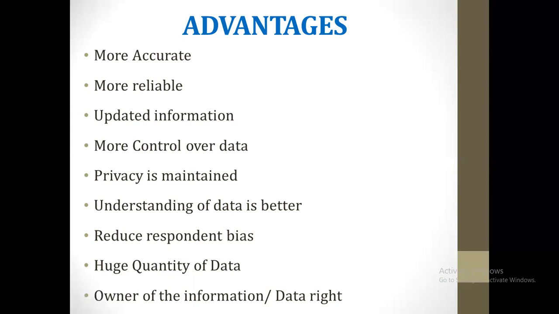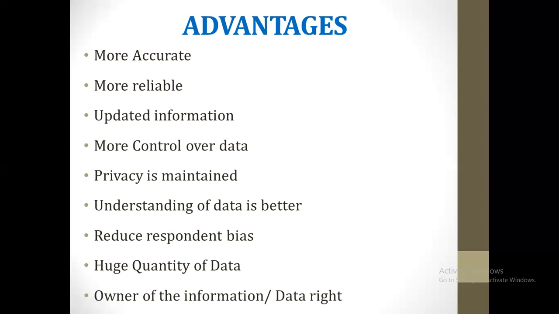Next, one more important advantage is more control over the data. Suppose the researcher uses secondary data, there is no control over the data because it contains a vast volume of data, and old data and unnecessary data are available in the secondary data. But in the case of primary data, the researcher collects only the data related to his topic, so he has more control over the data collected by him.